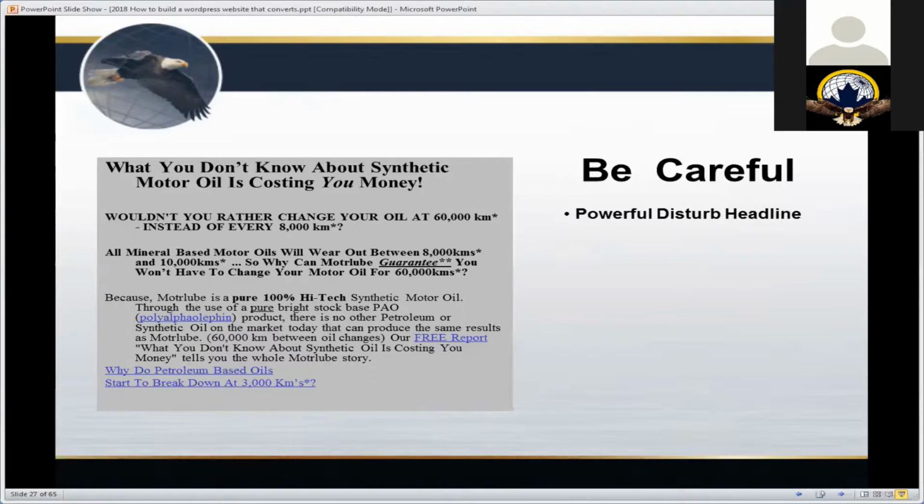We can even see that we have another subheadline underneath that, saying that all mineral-based motor oils will wear out between 8,000 and 10,000 kilometers. So why does Motor Lube guarantee that you won't have to change it for 60,000 kilometers? I mean, really, it comes right down to educating the individual, saying, hey, I can save you money, and I can make sure that you get a better, long-lasting, reliable oil than what you're currently getting, and you'd have to pay probably 10 times more. And so that's what we're looking for and aiming for inside of your particular marketing. And you can see we're offering a freebie, a special free report as well. But today we're focusing just on the powerful headlines.